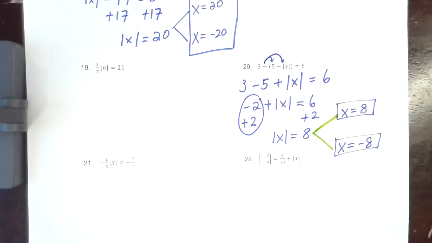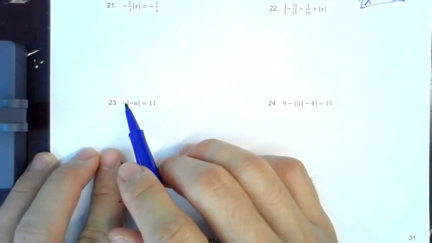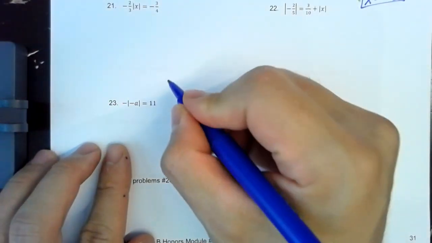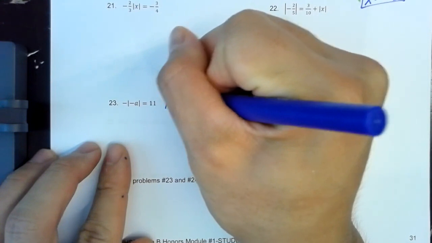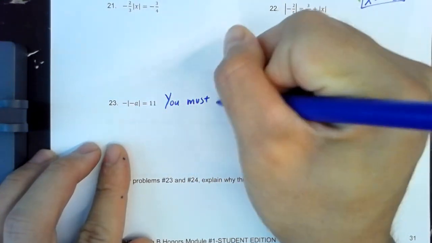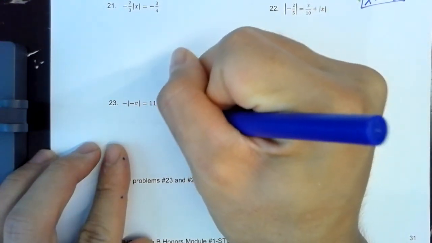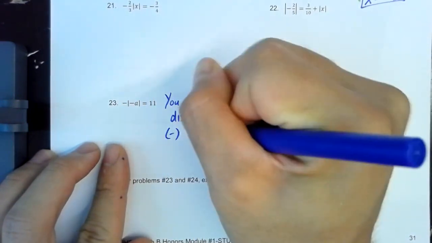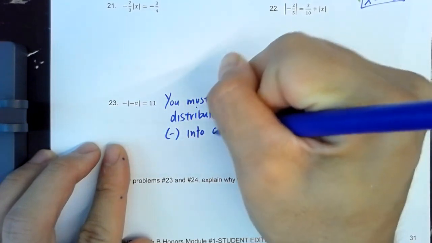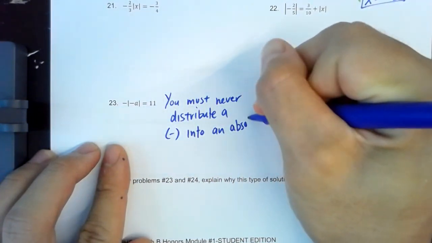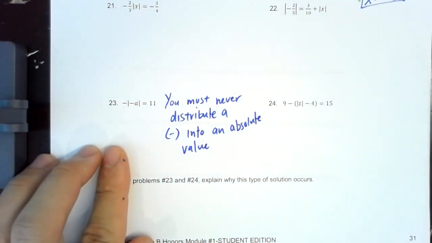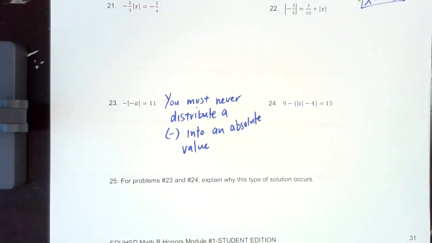All right, just take some practice. Look at something like 23. 23 is just a trap laid out in front of you. They want you to think that you can distribute the negative. Just say it one more time. You must never distribute a negative into an absolute value bar. Because basically an absolute value bar should never be manipulated by outside terms, right?